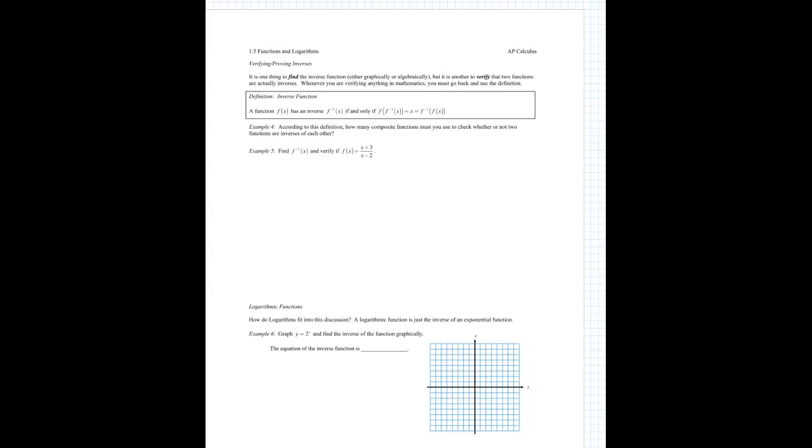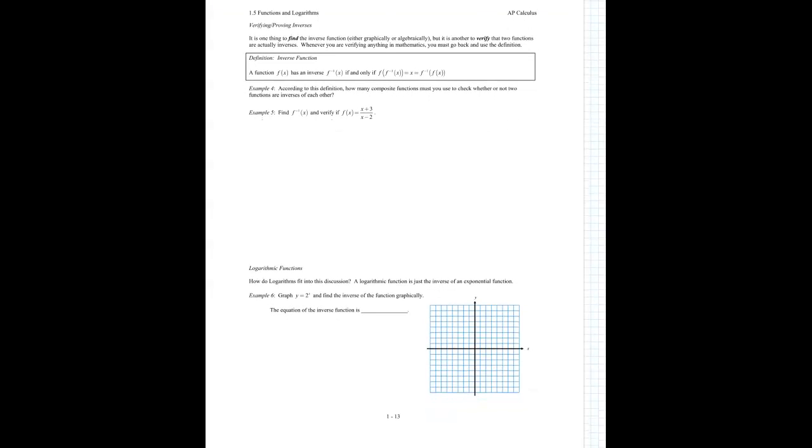Alright, moving on to functions and logs, verifying and proving inverses. So, a couple sections ago I said, okay, well we got this whole thing, it equals x, so that means that it could possibly have an inverse, but we'll see later. Now is later. So, let's get started.